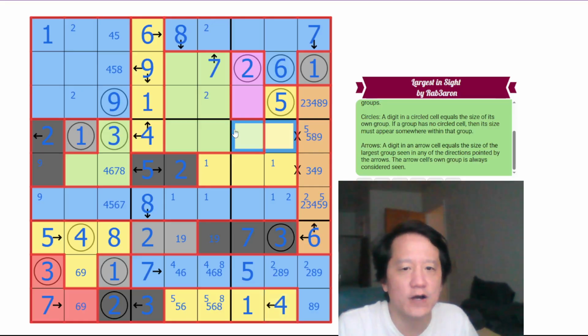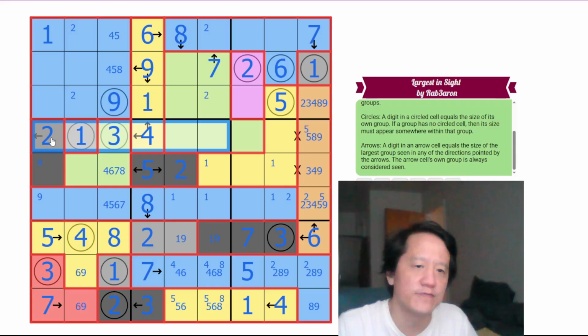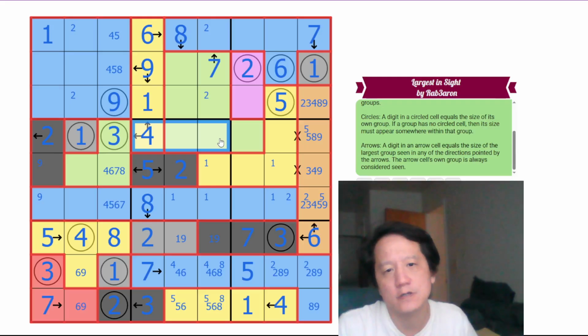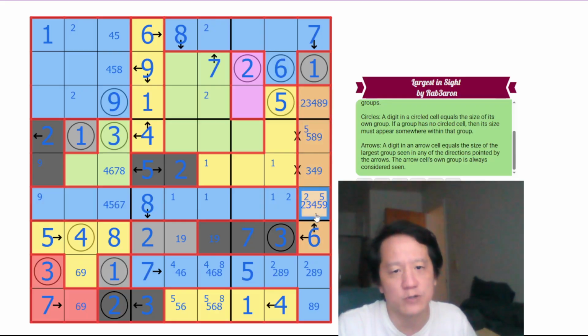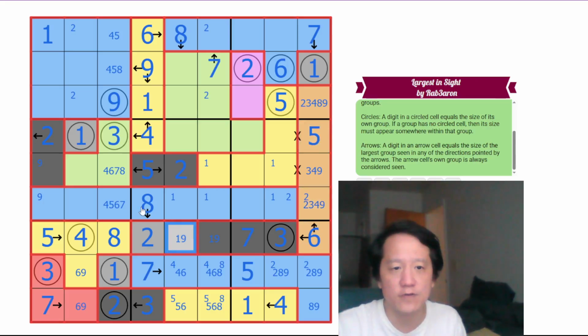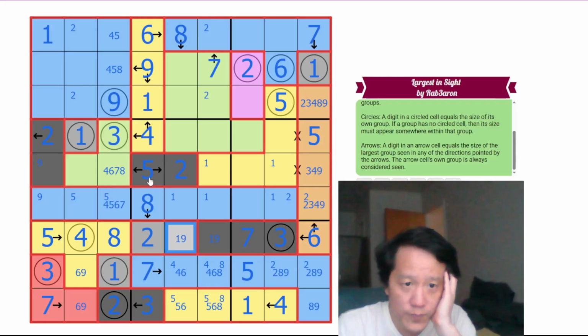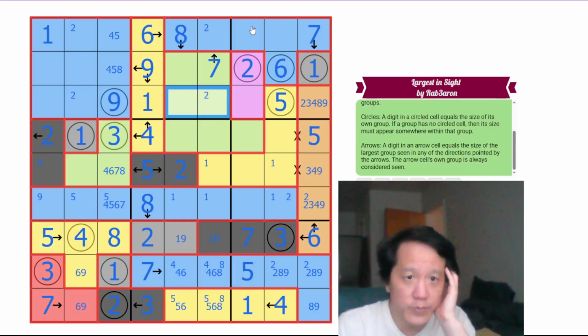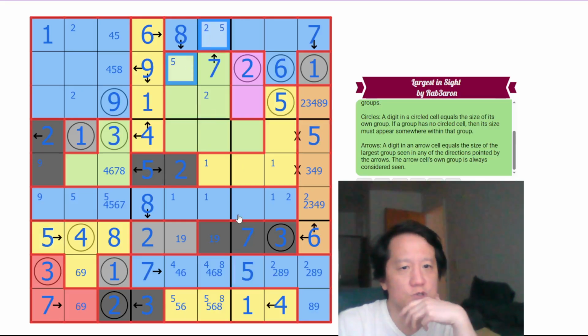Where's 5 in row 4? Can't be here because this is filled out and this is 5 in the box. And 5 in this grouping has to appear somewhere, and it can only appear in one of these 2 spaces. So this must be 5 here, which means this can't be 5. So we know 5 can't be here. 5 is one of these 2 digits here. 5 can't be here, which means 5 is one of these 2.